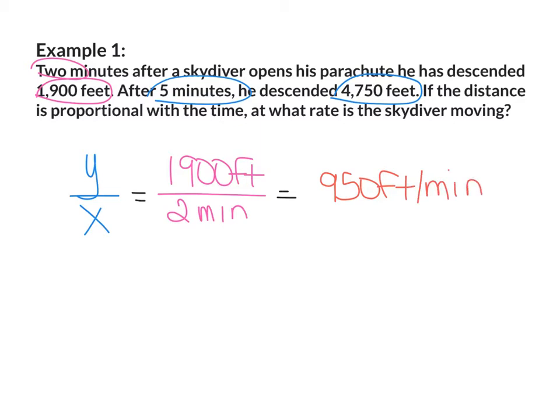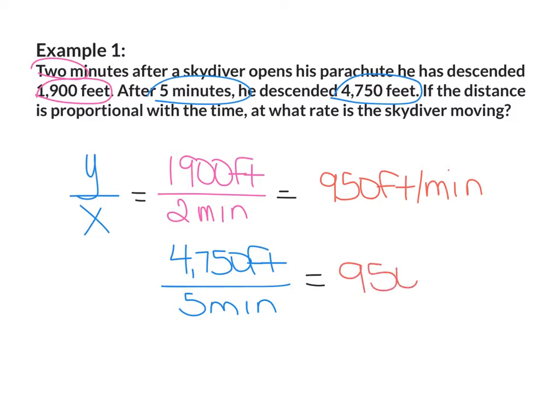We're going to go ahead and do that again. This time it's going to be 4,750 feet divided by 5 minutes. That is also going to give me 950 feet per minute. So my answer is 950 feet per minute.